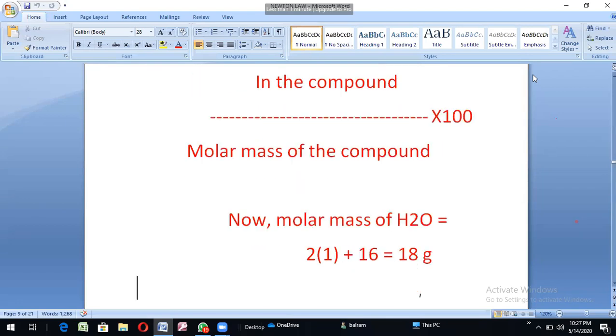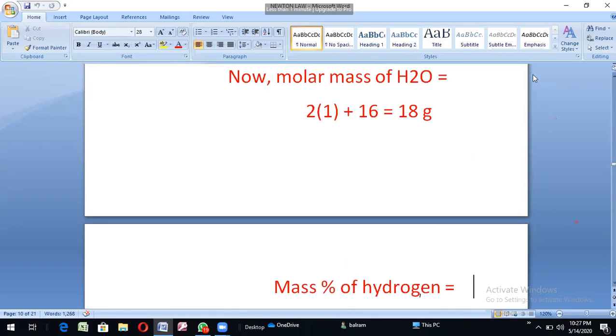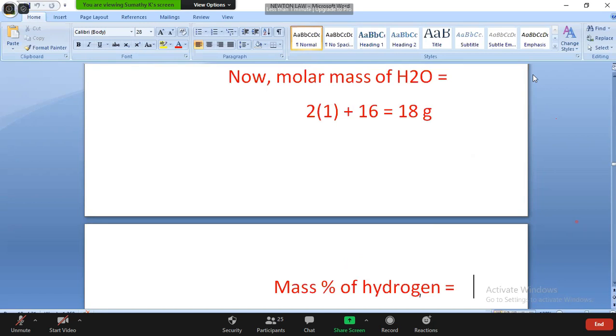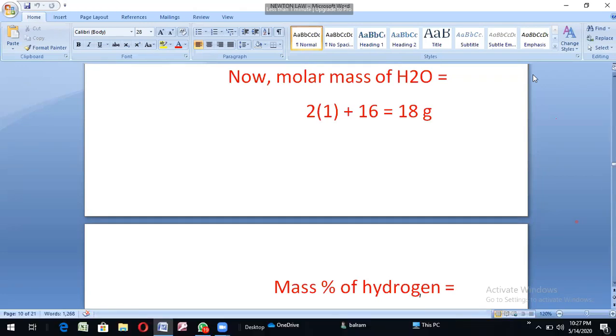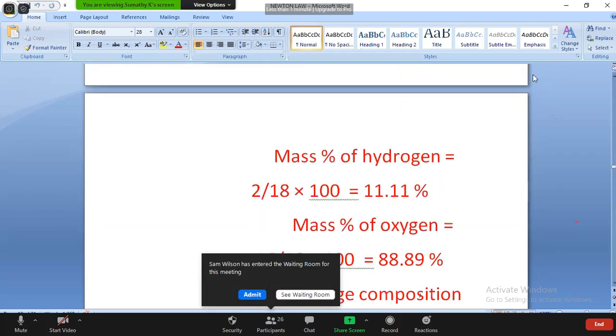Now, the molar mass of H2O: 2 means two hydrogen atoms are present, and the atomic mass is 1, so 2 into 1 is 2, plus oxygen 16, is equal to 18 gram. So the mass percentage of hydrogen is 2 by 18 into 100, which is equal to 11.11 percent.